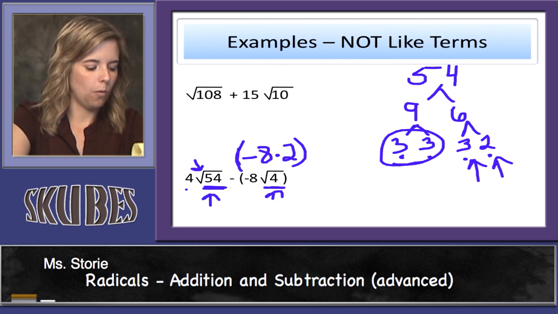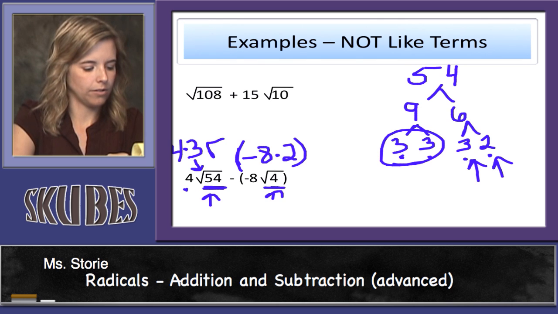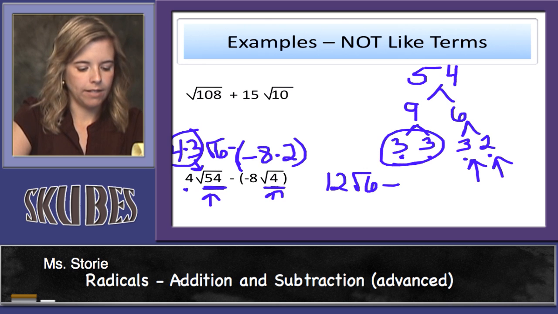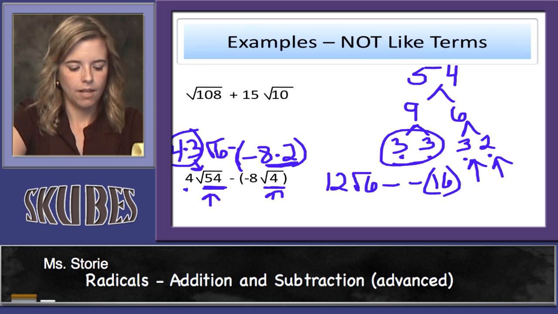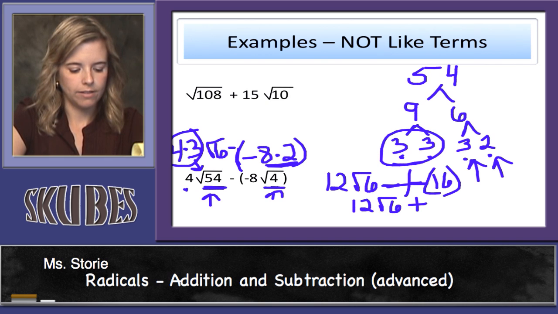However, you've got that 4 still out there. So it's going to be 4 times the pair of 3s, and then radical 6. And then we're going to subtract it from the other part. So if we do that, 4 times 3 is 12. You're going to have 12 radical 6 minus a negative, and then you're going to have 8 times 2 is 16. Take a look. You have two negatives colliding. They turn positive. So you're going to have 12 radical 6 plus 16.